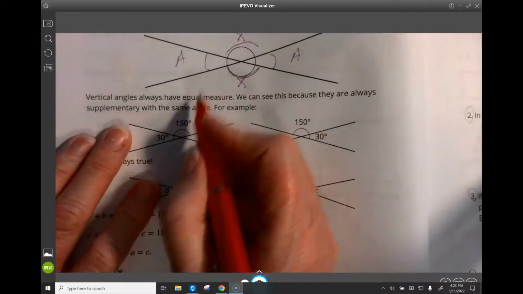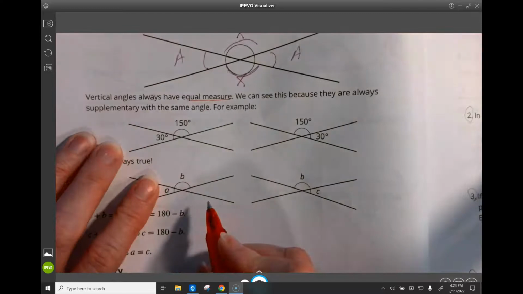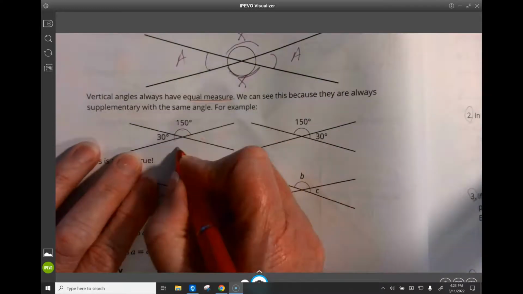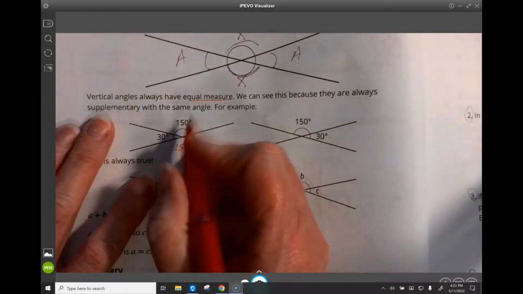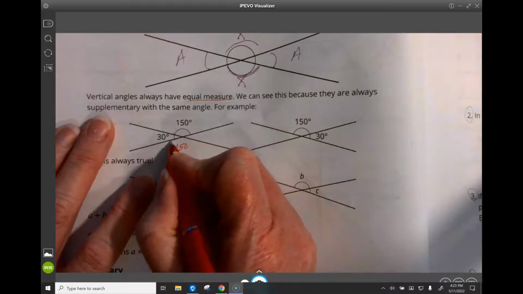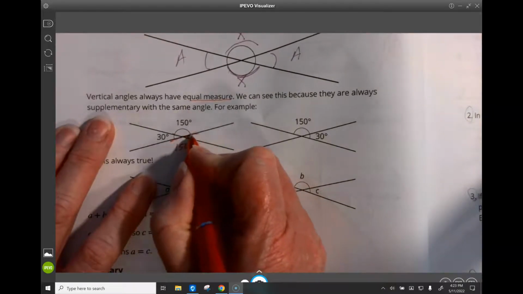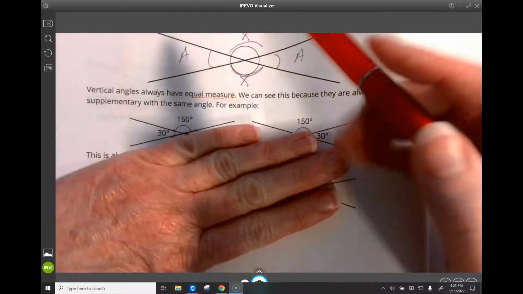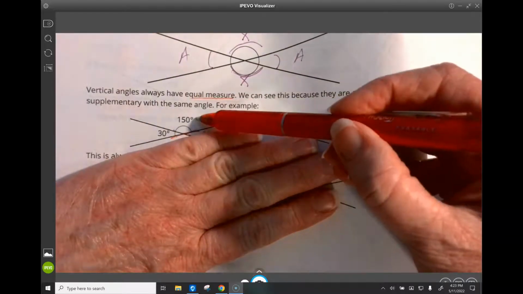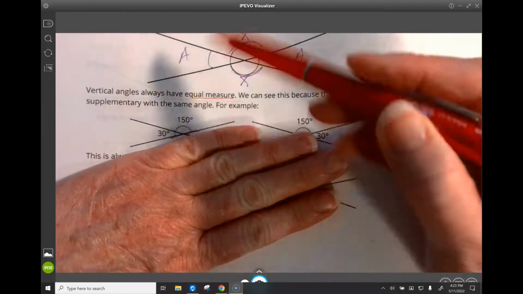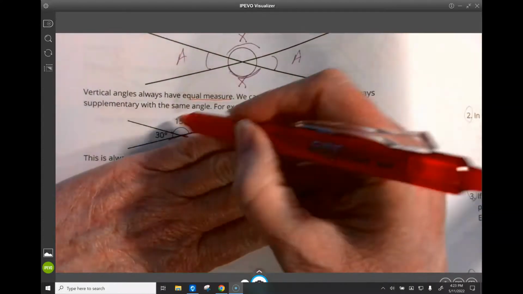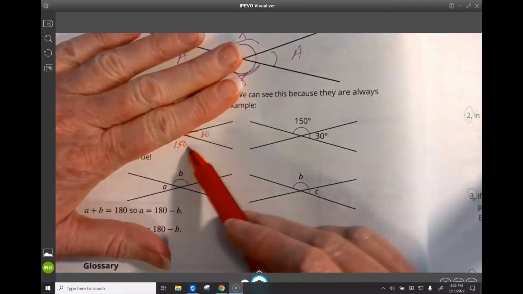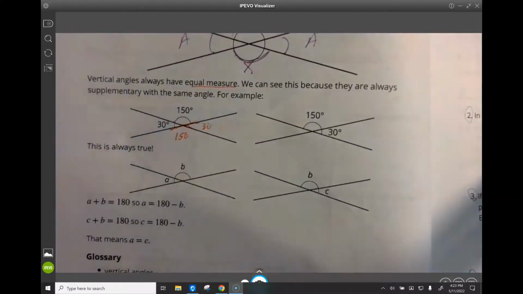Vertical angles always have equal measure. Okay? But we can also see, if this is 150, and because those are vertical angles, then this angle and this angle are vertical angles. Okay, so this is 30. Now, look at it this way, though. This is 30 plus 150, which equals 180. So these two angles are supplementary. These two angles are supplementary, and that will always work out.